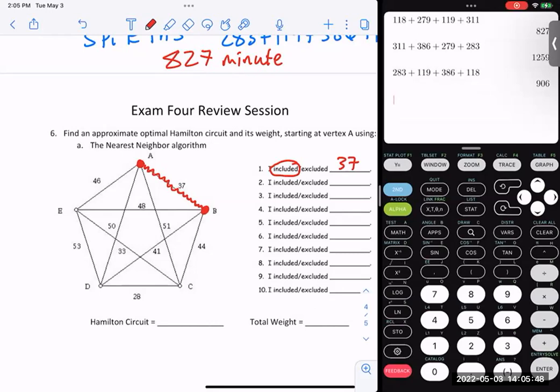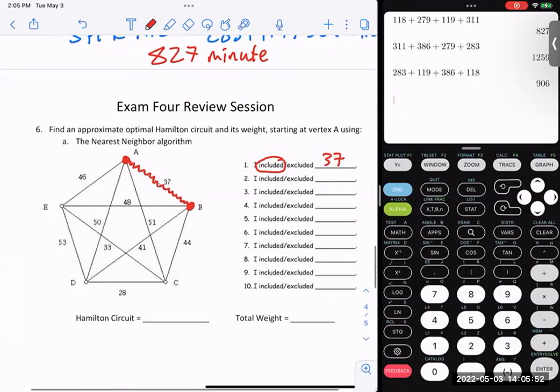So if I look at from B, obviously I'm not going to travel 37 again. So my choices are 48, 41, and 44. And so my nearest neighbor in this case would be the 41. So can I include that one? Sure, I can. That one's just fine. It doesn't create a circuit. It doesn't create 3 edges out of the same vertex. So I'm going to include that edge, which means now I'm at vertex D.